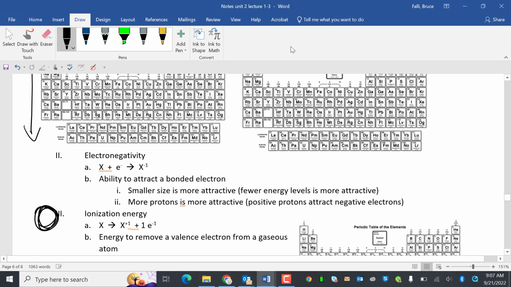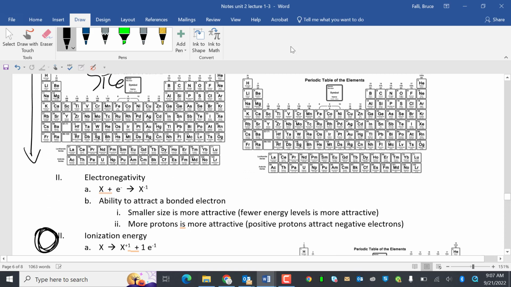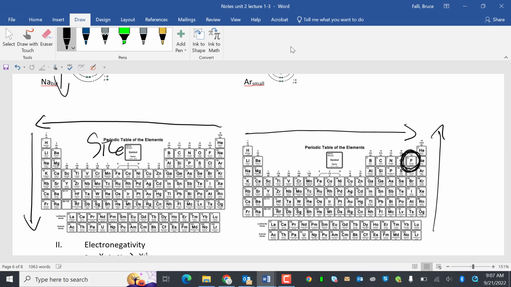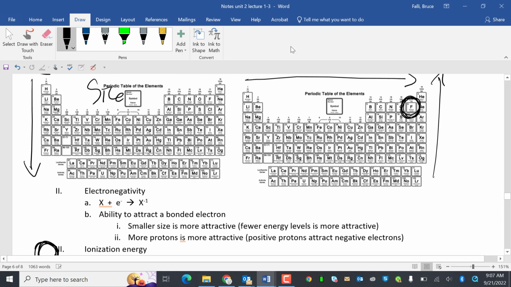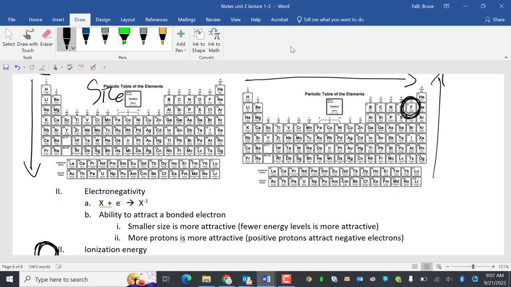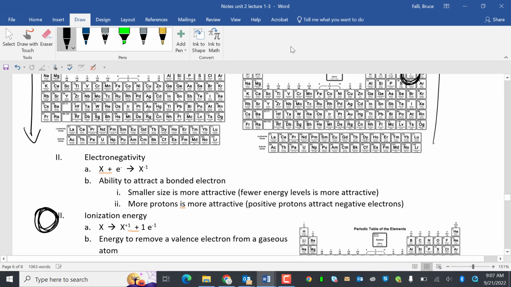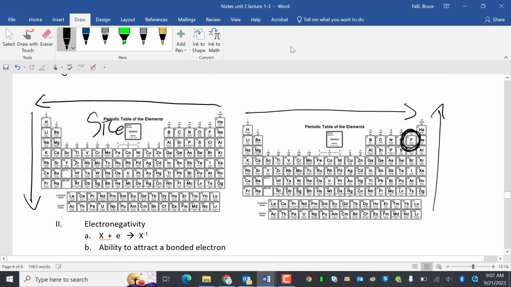Now, electronegativity is a little bit different. The one with the most electronegativity is francium. So let's see if we can explain that. Okay. So electronegativity is X plus e negative yields X negative 1. It's the ability to attract a bonded electron. Smaller size is more attractive. So let's talk about that for a second.